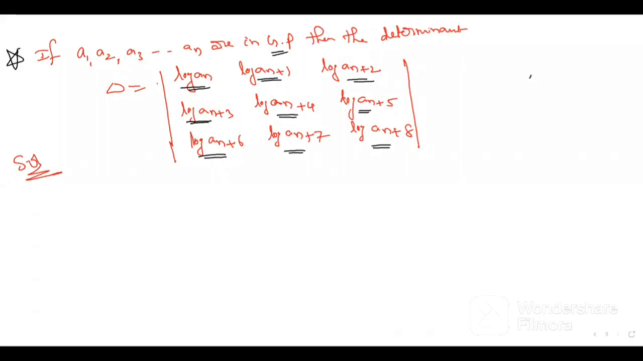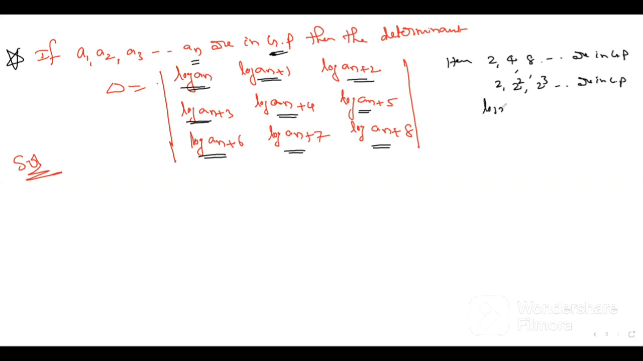Okay, now explain next question. In the statement, A1, A2, A3, AN are in GP, then find out the delta value. Here, 2, 4, 8, I give one example, 2, 4, 8 are in GP. So 2 is nothing but 2, 4 is 2 square, 8 is 2 cube. Are in GP.